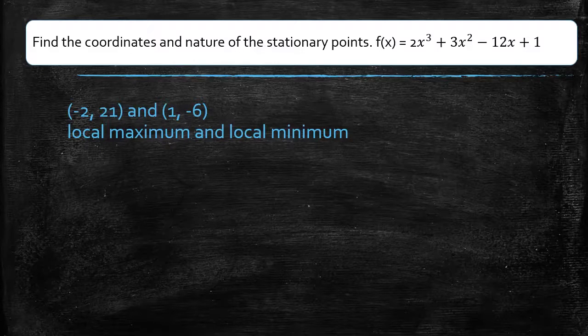And these are your answers. The stationary points are (-2, 21) and (1, -6). (-2, 21) is a local maximum, and (1, -6) is a local minimum.